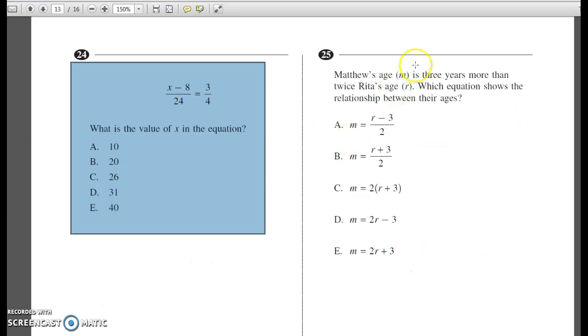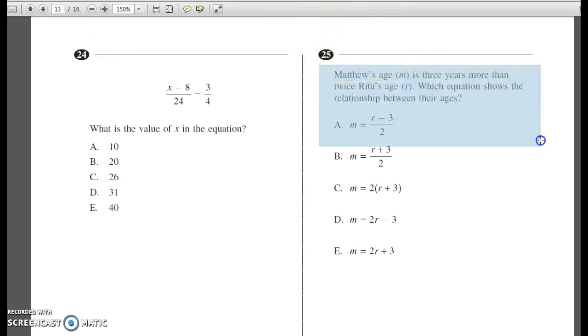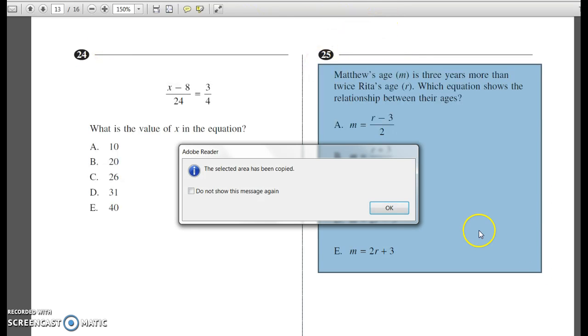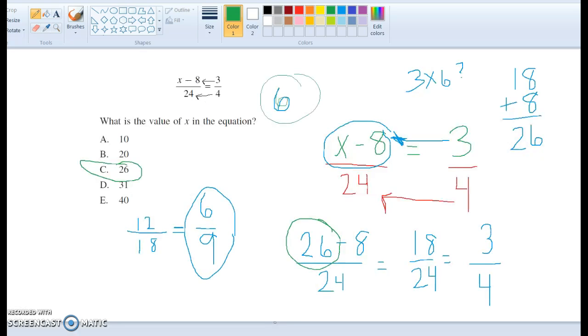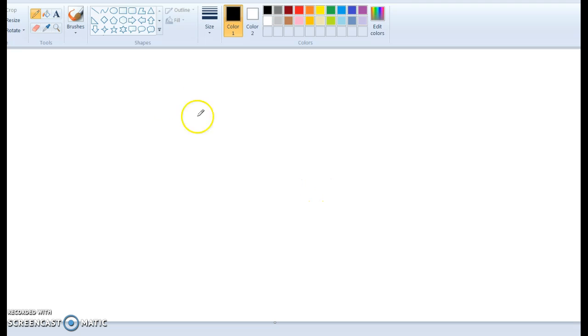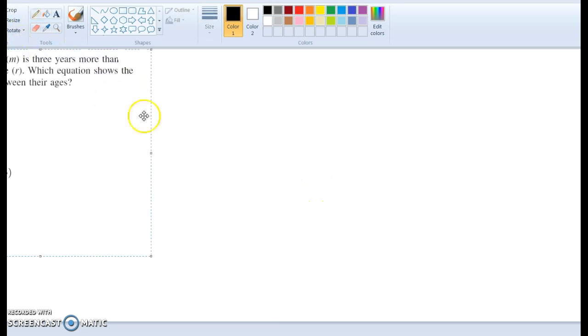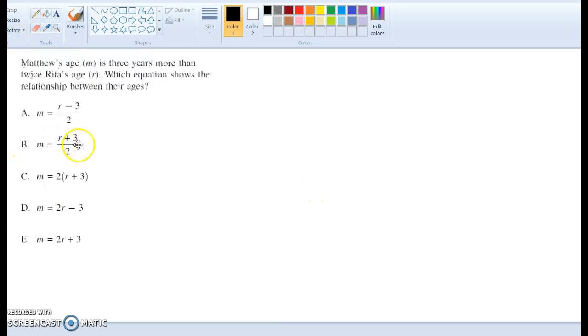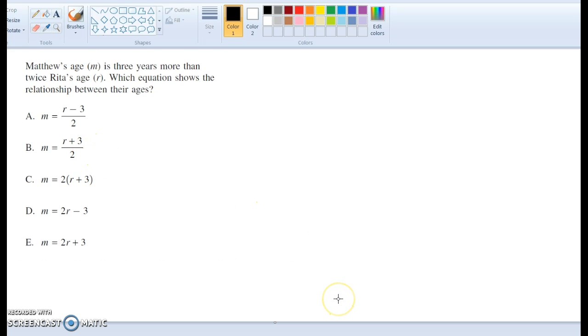The last problem, I'm going to take a picture of it and move it to the whiteboard also. Let me get a new page. Okay, the last problem that we're dealing with is one of those where they're not actually asking you to solve the problem. Instead, they're just asking you to show the relationship between their ages in an equation.